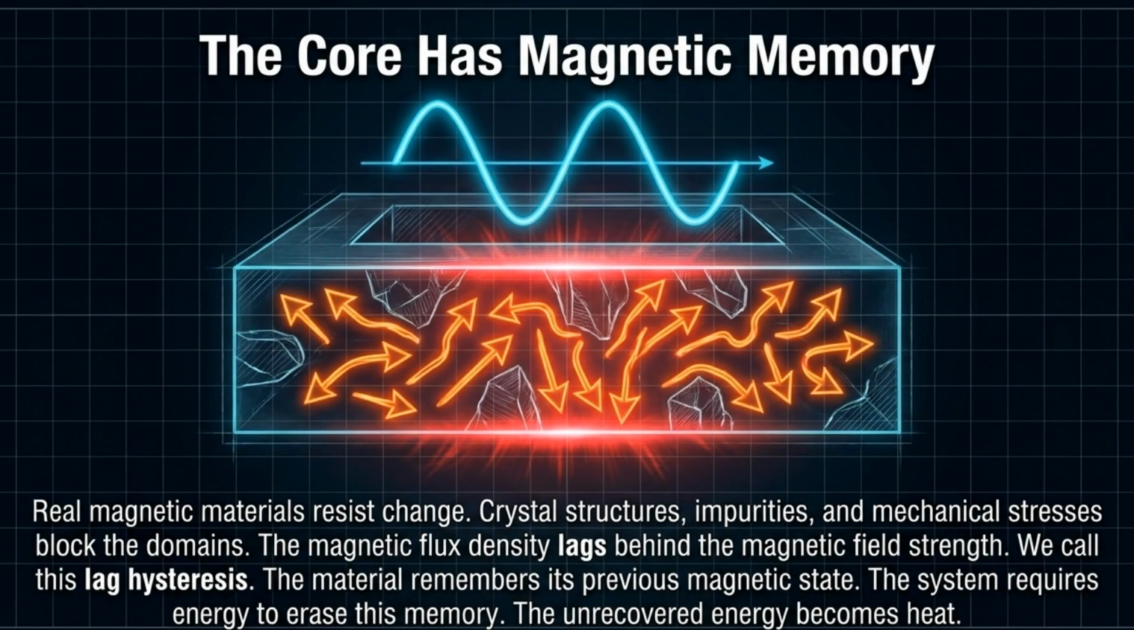Real magnetic materials possess a form of magnetic memory, resisting rapid changes. The magnetic flux density lags behind the field strength, a phenomenon called hysteresis. Erasing this magnetic memory requires energy, which is lost as heat.